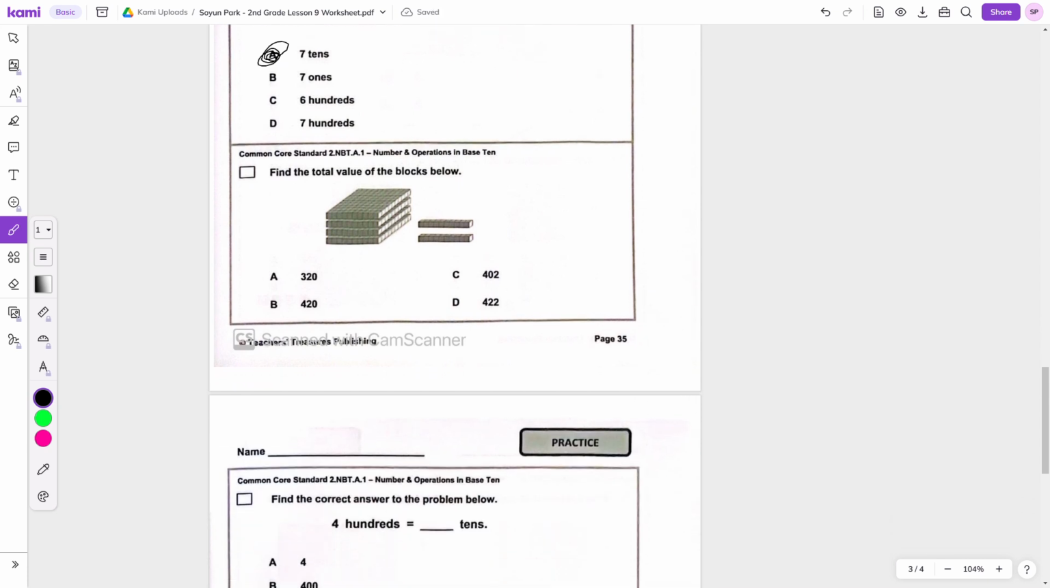Last question, find the total value of the blocks below. So each of these has 100 blocks, right? And then one of these lines has 10 small blocks. So we have to times 100 by 1, 2, 3, 4. So 4, which would be 400. And then 10 times 2 is 20, so plus 20. It would be 420. So it's B.